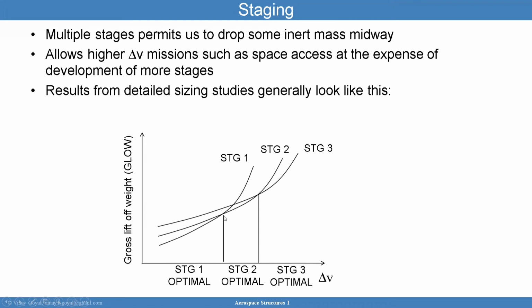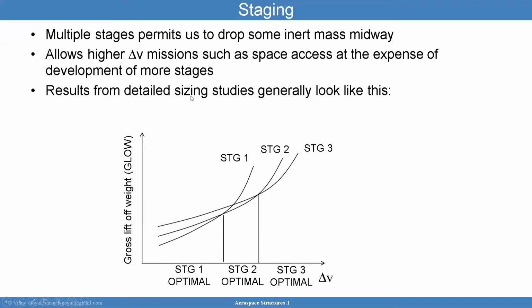You can then determine where everything crosses, and you can see I'm getting more delta V. If I just have stage one, this is all I can get for delta V. But if I have stage two, then I can get this curve here. And so now I have added more delta V by adding more stages.